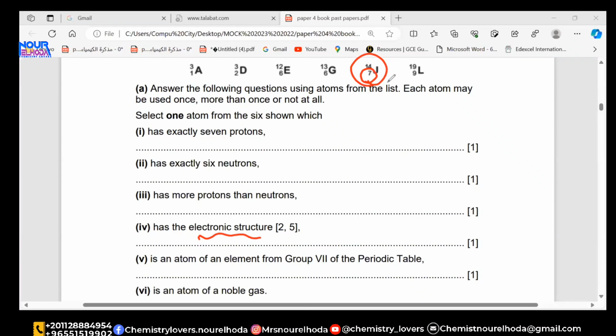Which atom is an element from group 7 in the periodic table? So which one is it? Again, it's J. Correct. Good job. Which atom is a noble gas? L. Sorry? It's going to be L.